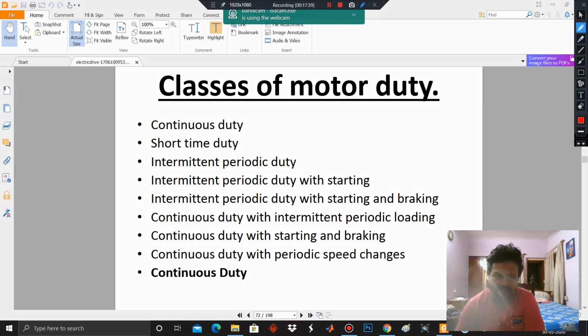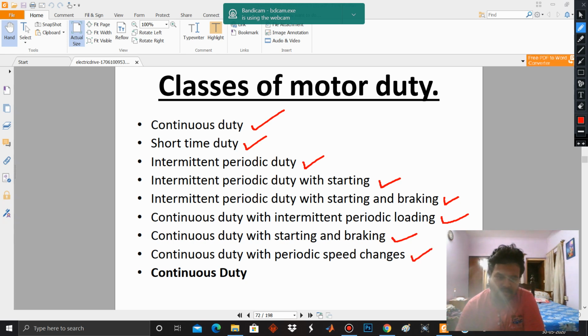So there are 8 classes: continuous duty, short time duty, intermittent periodic duty, intermittent periodic duty with starting, intermittent periodic duty with starting and braking, continuous duty with intermittent periodic braking loading, continuous duty with starting and braking, continuous duty with periodic speed changes, and the last one is continuous duty. So these are the different types of duty parameters of a motor. These are all the possible combinations.